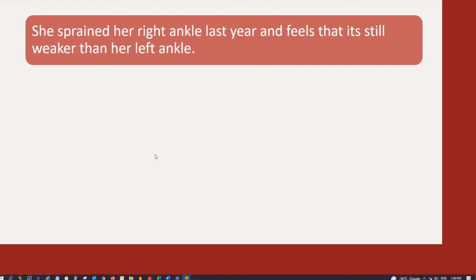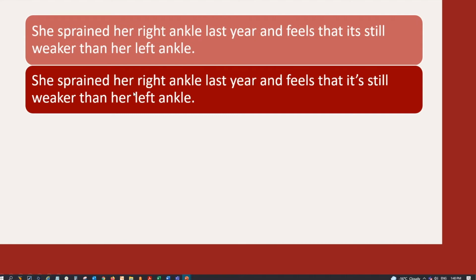She sprained her right ankle last year and feels that it's still weaker than her left ankle. And keep in mind, I said we were going to have an example with it's in it that I wasn't going to expand. Okay. She sprained her right ankle last year and feels that it's, so it's here we're meaning it is. So that's the contraction. If you're going to do this in medical transcription, you would write it is instead. Still weaker than her left ankle.